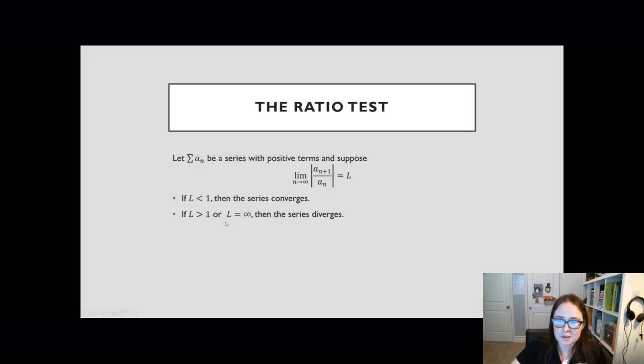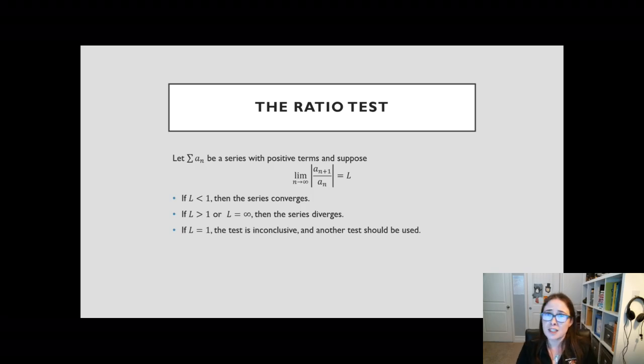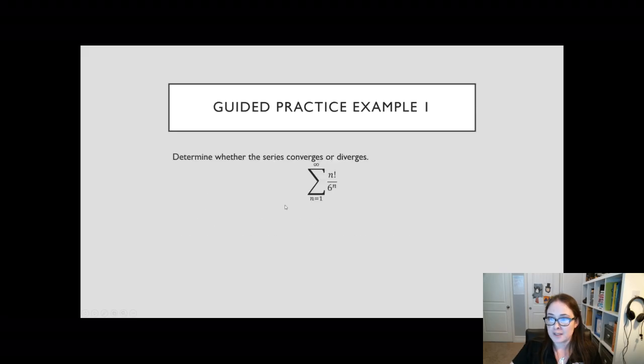Now, the case that is not included here is what happens if it's equal to 1. And this is the only downside of these tests: if the limit equals 1, then the test is inconclusive and I have to use a different test. Not many of our tests have an inconclusive version of it, but this is one of them, and the root test is going to be the same. Okay, so let's give this test a try with an example.